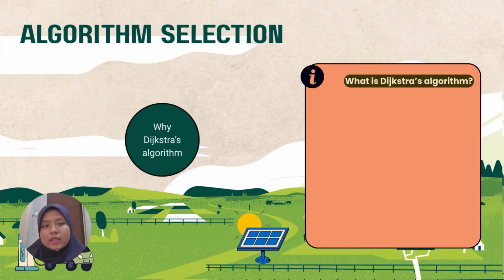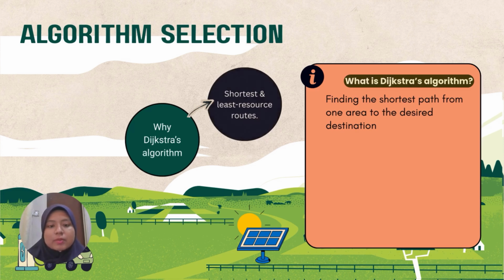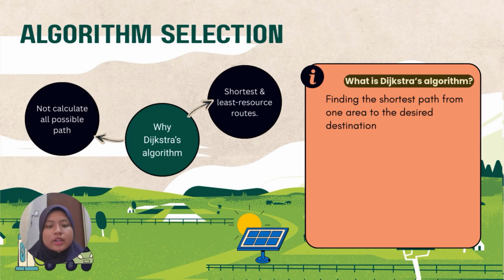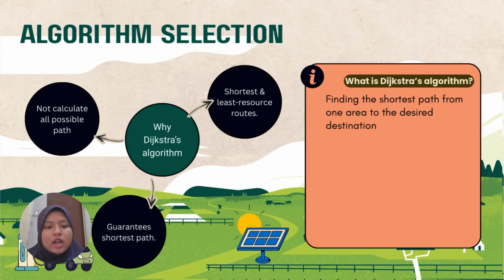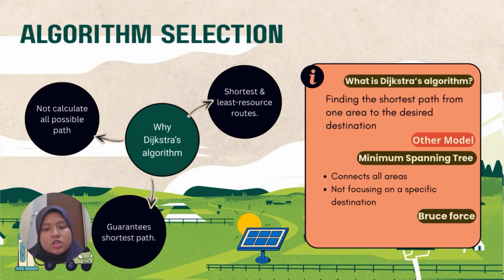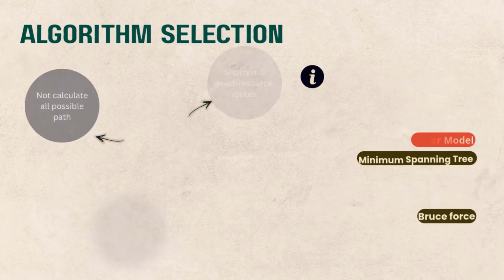The Dijkstra algorithm was selected because it is suitable for finding the shortest path using a greedy approach that selects the minimum distance at each step. It is efficient because it does not calculate all of the possible paths, which saves time and computation. The algorithm also guarantees the shortest path, making it ideal for route planning. Compared to the minimum spanning tree and brute force methods, the Dijkstra algorithm is more appropriate because MST does not focus on specific destinations and brute force is inefficient.